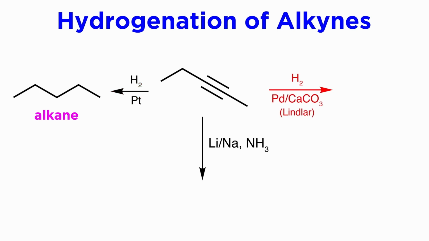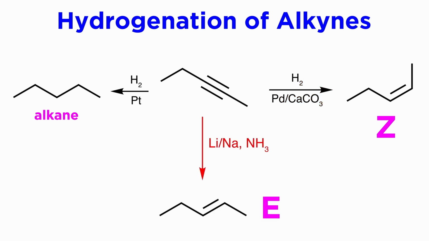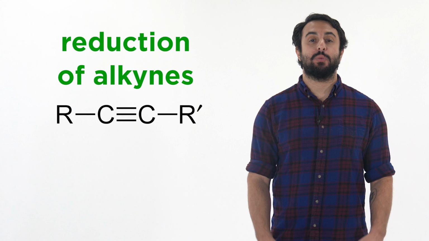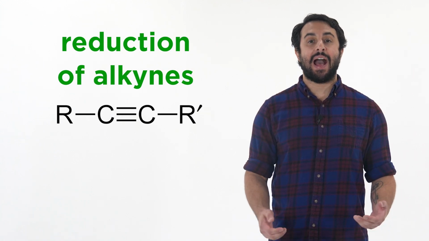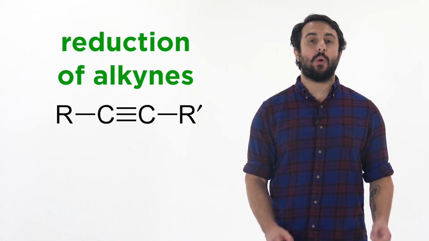Next over here, we see Lindlar's catalyst, so let's draw the corresponding Z alkene, and then right here we see the other set of conditions, which will bring us to the E alkene. We should make sure to draw the correct geometry for each of these, as is required for sp2 carbons. So we now have 3 ways to reduce alkynes, either to the alkane or to the Z or E alkene, depending on our intentions.